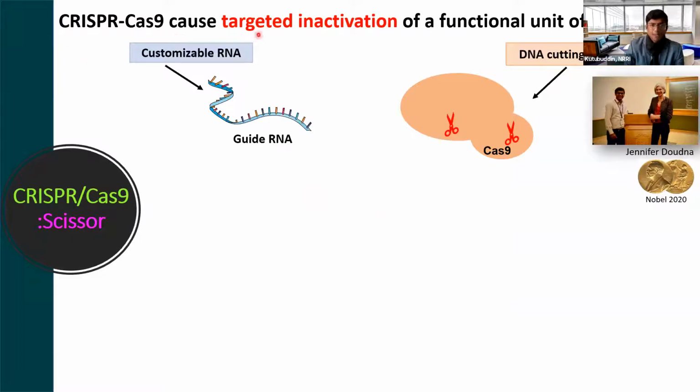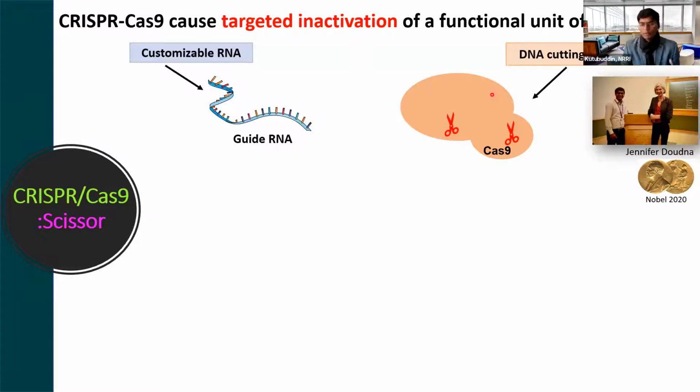So this CRISPR-Cas9 can cause targeted inactivation or targeted changes in the genome sequence, in the sequence of any region of your genome. If I want to give you a very easy example to understand how this technology works, it has two different components. One is a customizable RNA that is called guide RNA. So you can design your own RNA. And another is a DNA cutting protein that is called Cas9. So this protein can cut DNA.